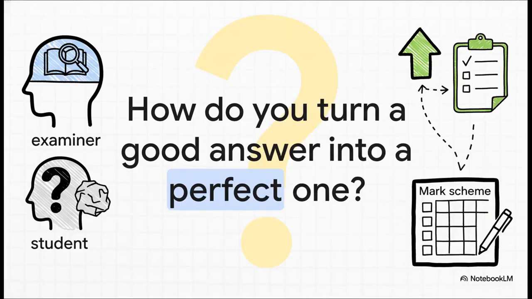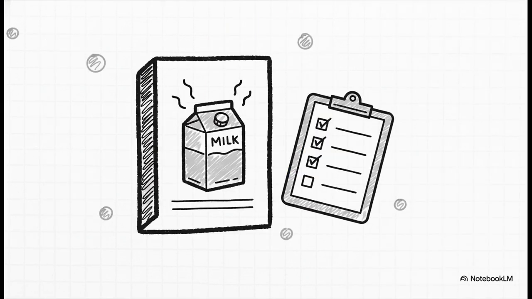So how do you do it? The secret is to switch hats. You've got to stop thinking like a student and start thinking like the person with the red pen, the examiner. We're going to figure out what exactly they're looking for to award those precious marks. All right, let's get right into it.